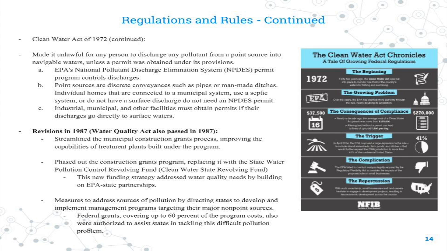And the last revision that was made is measures to address sources of pollution by directing states to develop and implement management programs targeting their major non-point sources. Federal grants covering up to 60% of the program costs were also authorized to assist states in tackling their difficult pollution.